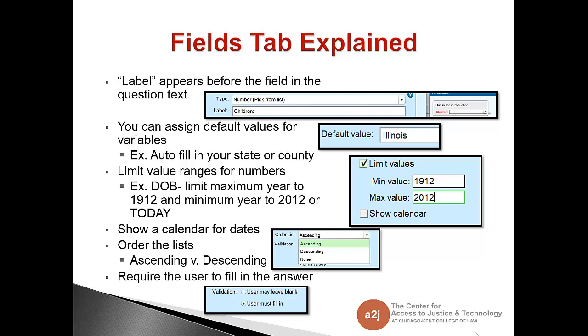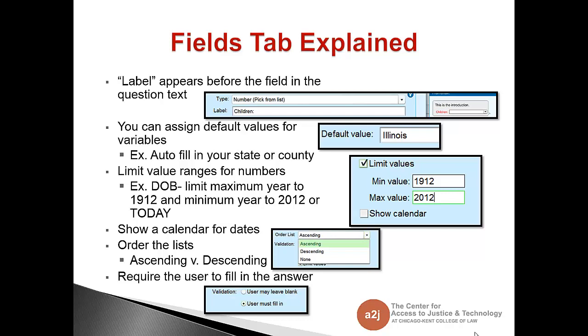You can limit value ranges for numbers. For example, you can limit the date of birth range from a maximum of 1912 to a minimum year of 2012. Or you can limit it to today. Using the phrase today, the A2J author will know and will adjust for the specific date that the end user is filling in the form.